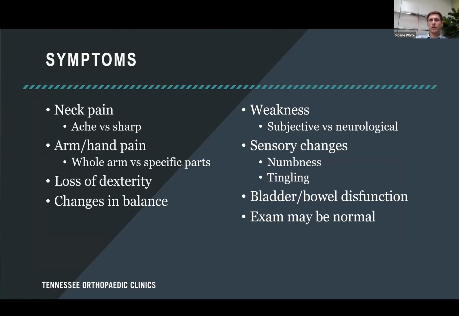Now, when you have arthritis of the neck or trauma, it can cause numerous symptoms, most common being neck pain. It can be sharp. It can just be a dull ache. Now, if there's neurological impingement, it can also cause pain going down into whole parts of the arm or specific parts of the arm. If there is neurological involvement, you may notice that your hands are not working as well. You're having trouble picking up buttons, tying your shoes, your handwriting has changed.